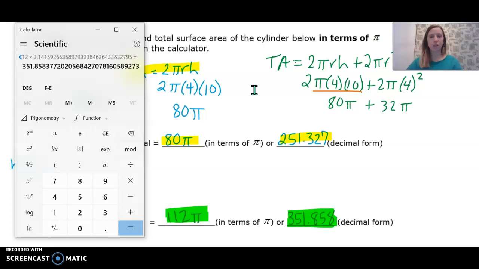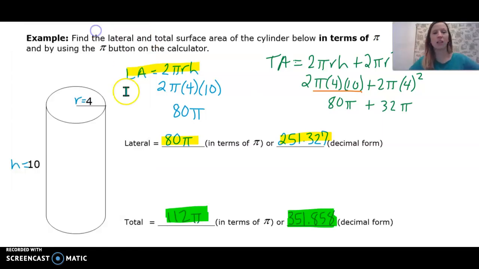Okay. So that is how we find the lateral and total surface area, both in terms of pi or as a decimal. Remember, the only real difference between lateral and total surface area is that lateral surface area is all of the sides of the shape, whereas total includes the bases. And that goes for any type of solid that we're talking about. Total surface area is including those bases.